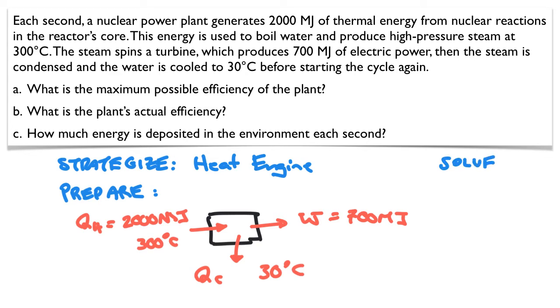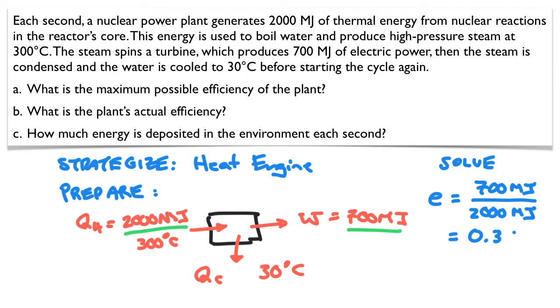And first piece, I'm going to calculate the actual efficiency. Well, the actual efficiency is what you get divided by what you had to pay. And what I get is 700 megajoules of electric power. What I had to pay was the heat input from the nuclear reactions, because when the nuclear fuel runs out, I've got to get more. So my actual efficiency was 700 megajoules of useful work out, that's what I get, divided by what I had to pay, which was 2,000 megajoules. And so my efficiency is 0.35 or 35%. The plant is actually 35% efficient.